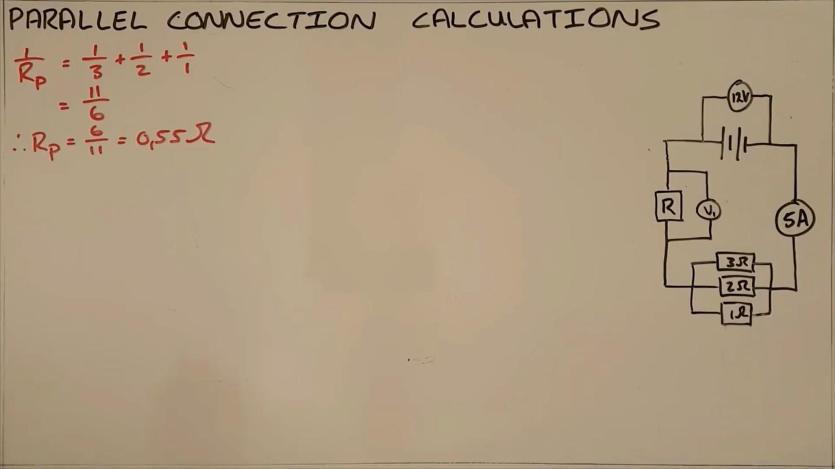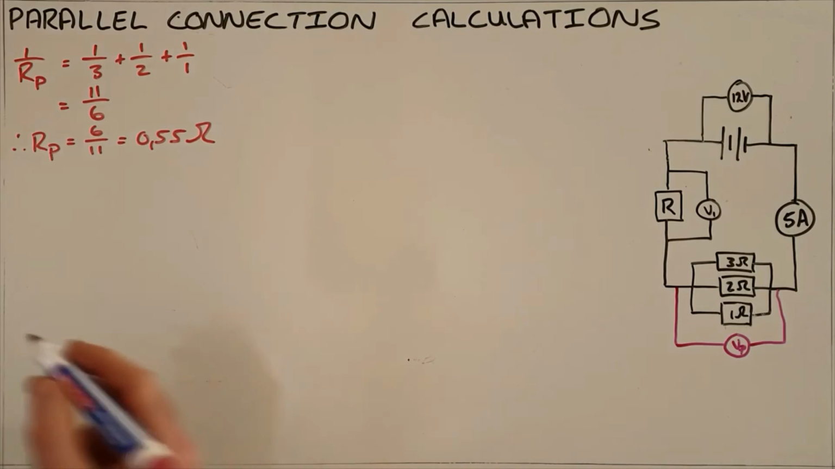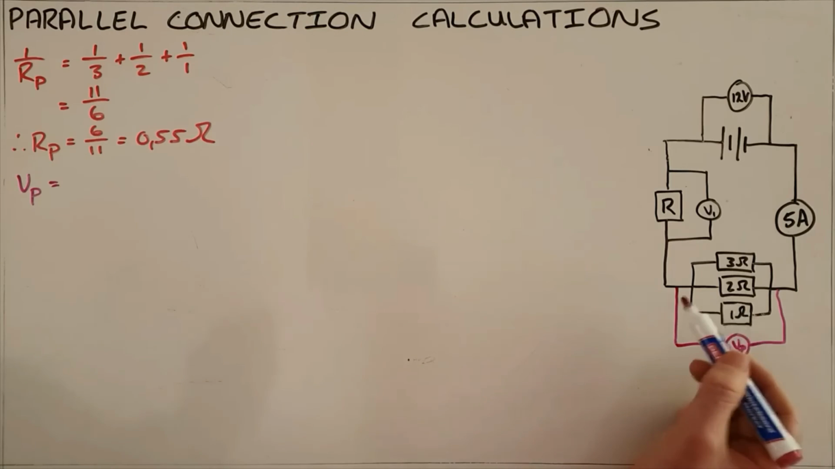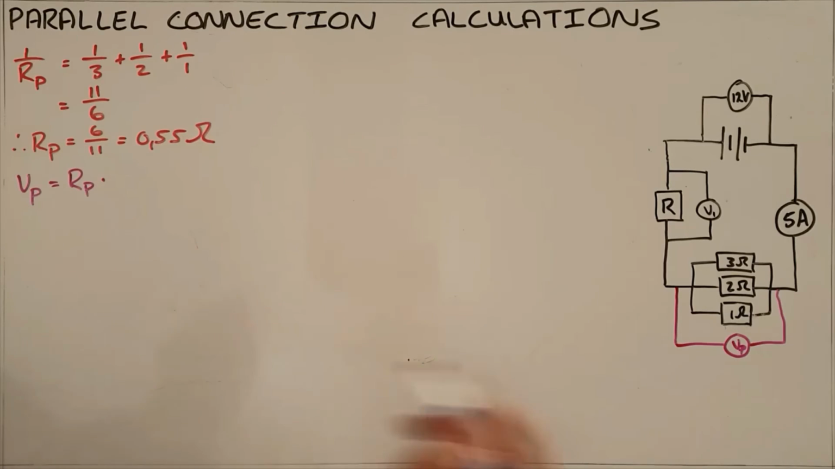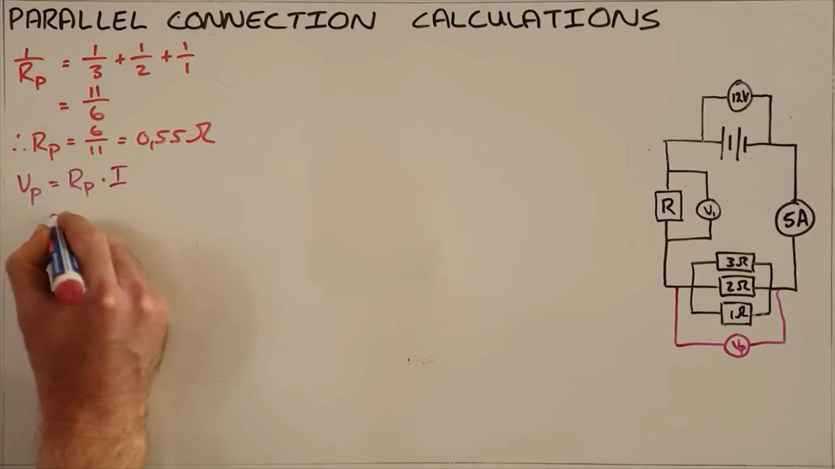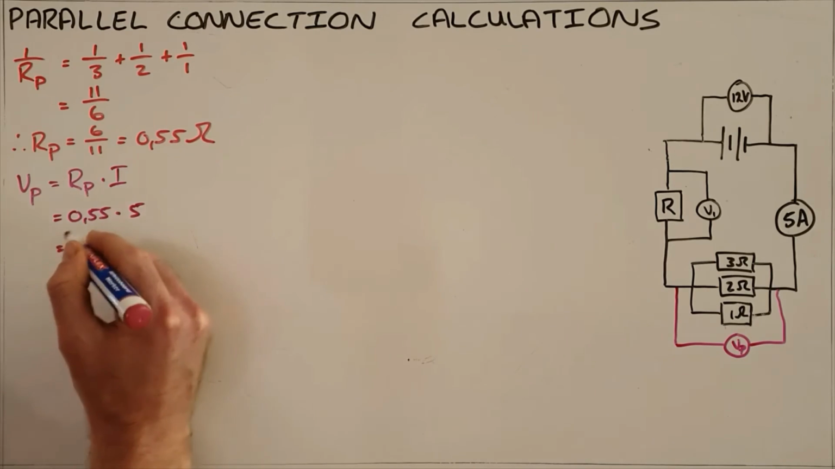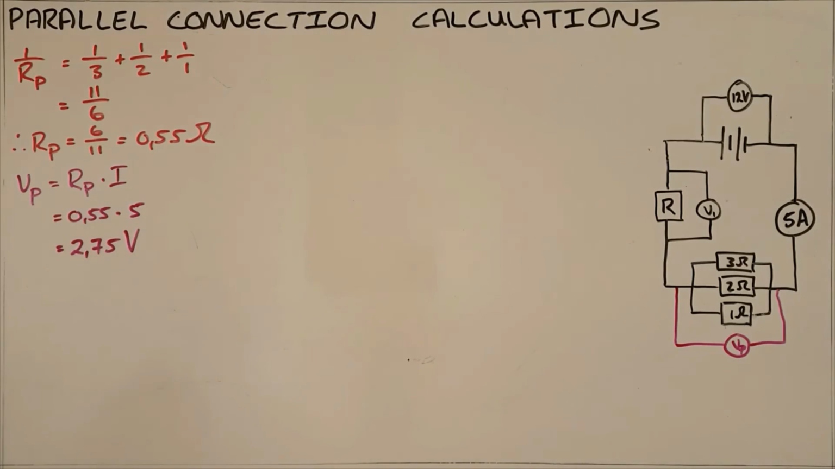What we can do next is calculate the voltage that is being used over this parallel set. So just to make it easier to visualize, we can draw in a voltmeter here that's called VP, the voltage over the parallel set. And we can calculate that by saying that voltage is always equal to the product of the resistance between the 2 points, in this case RP, multiplied by the current passing through those points, which we've been told is 5 amps. We get 0.55 ohms multiplied by 5 amps. That tells us that the voltage over the parallel connection is 2.75 volts.